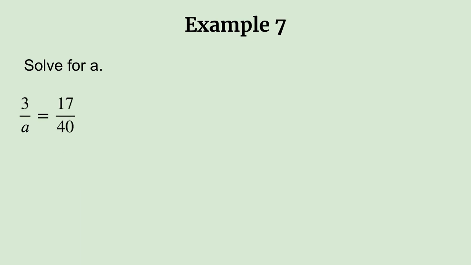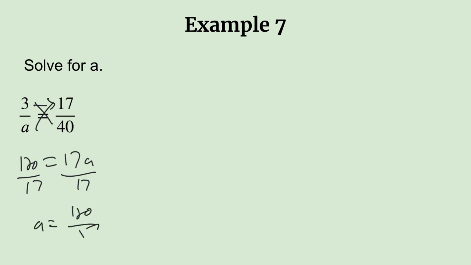I also don't see an easy number from 3 to 17, so we're going to cross multiply again. So we'll have 120 equals 17a. Divide both sides by 17. We get a equals 120 over 17.